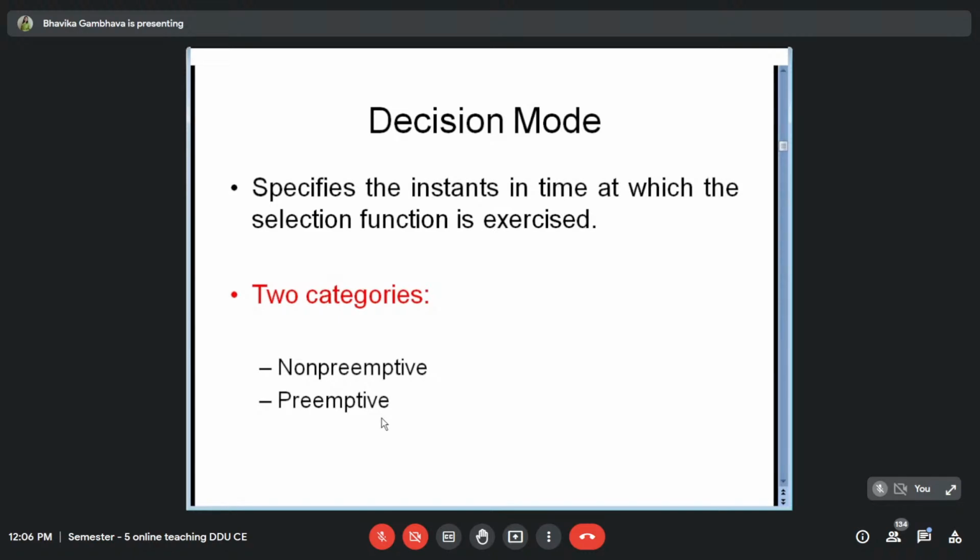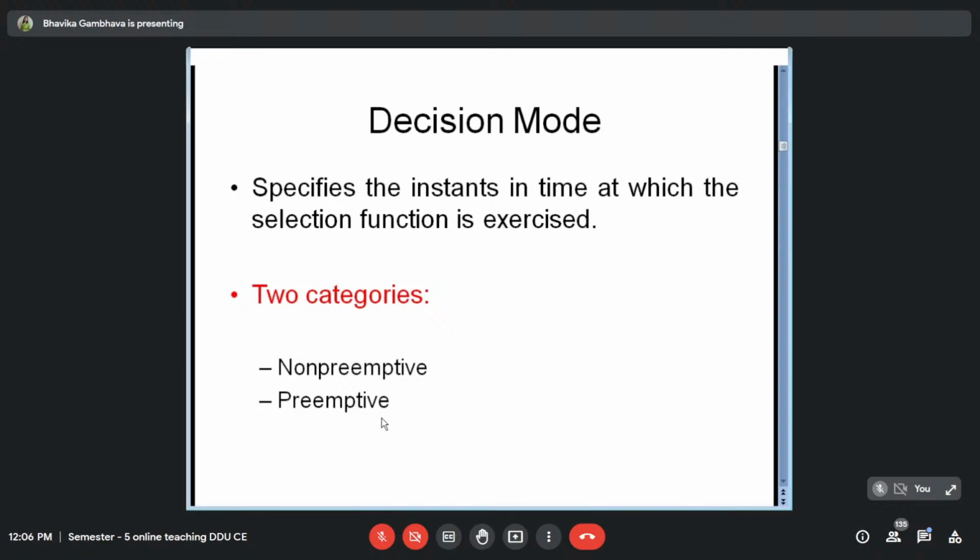Now, we have to make a decision about which type of selection function we are allowing. Is it preemptive or non-preemptive? Preemptive means it can be interrupted and someone else can be given the priority even if your task is pending. That is the preemptive approach. In the non-preemptive approach, once we are executing something, unless and until it is completed, no one else will get the resource. So there are two major categories of the decision mode. Either an algorithm would be preemptive or it will be non-preemptive.